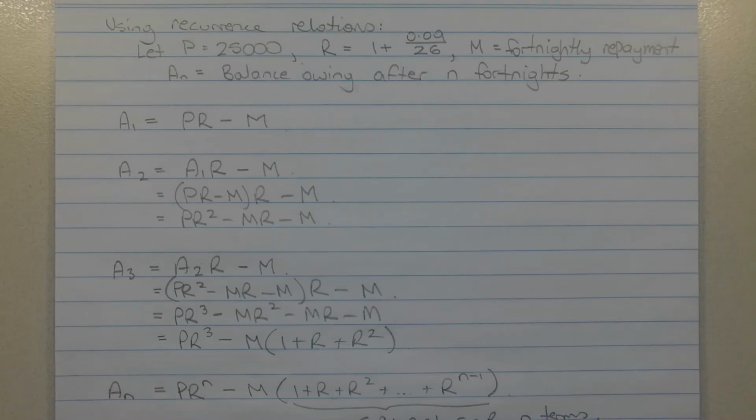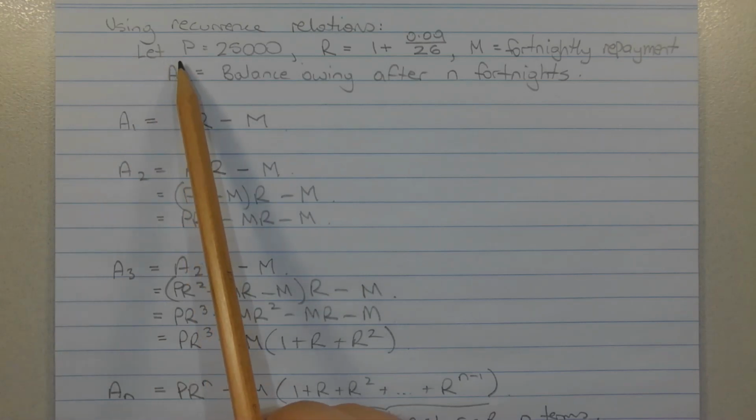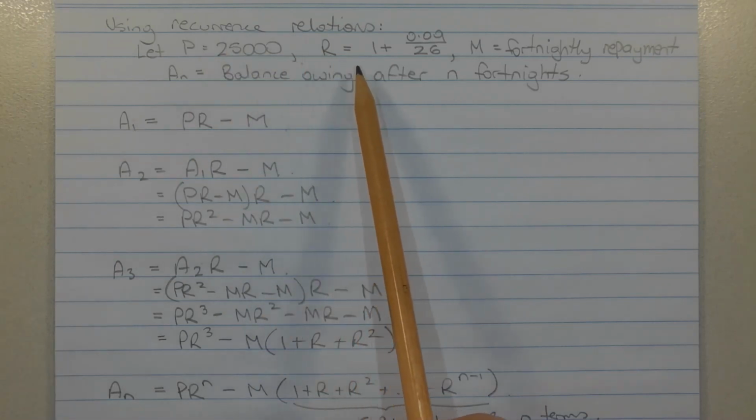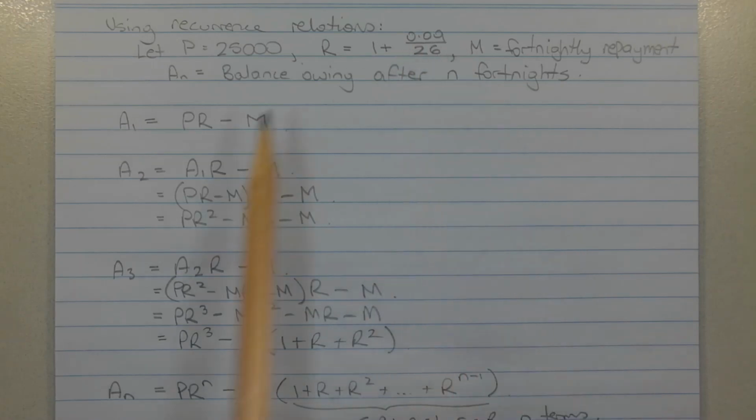Treating this multiple choice question as an extended response or a free response question, we could apply recurrence relations and then geometric series to model the situation and come up with the expression that corresponds to the correct answer, which was option D. Now I'm going to let capital P equal 25,000, and that corresponds to the principal or the amount borrowed, which was $25,000. I'm going to let capital R equal 1 plus 0.09 over 26. Now, capital R represents the percentage increase on the balance owing. So if I want to increase it by 0.09 over 26, which is the fortnightly interest rate, I multiply the balance owing by capital R.